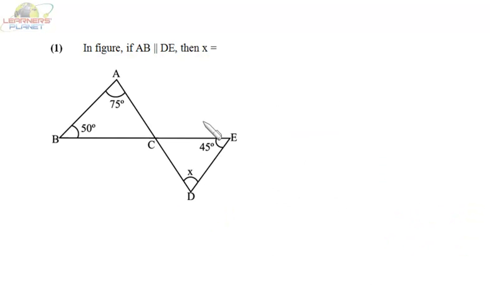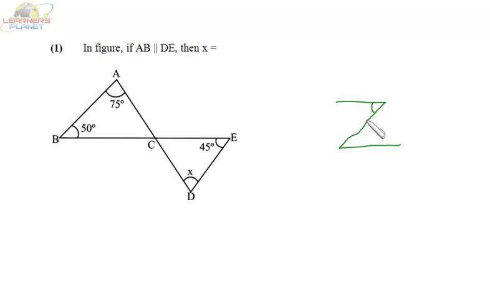Now in this question, we are given that AB is parallel to DE. That means this line is parallel to this line. And we can see that this line, that is AD, is transversal to both of them. Okay. Now if AB is parallel to DE and AD is transversal, that means this angle will be equal to this angle. Since both of them are alternate angles, we can see a shape of Z.